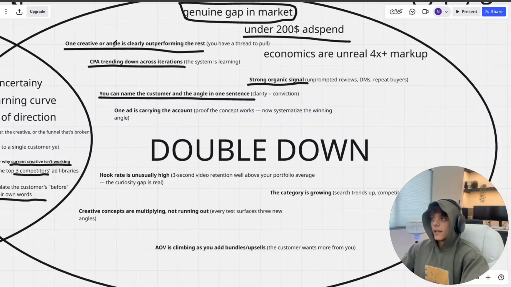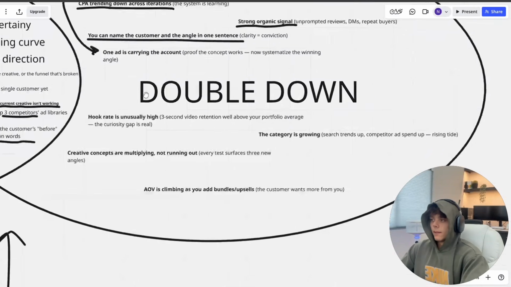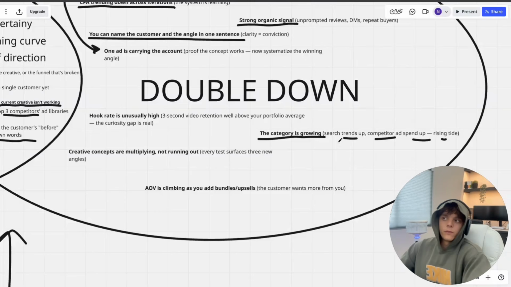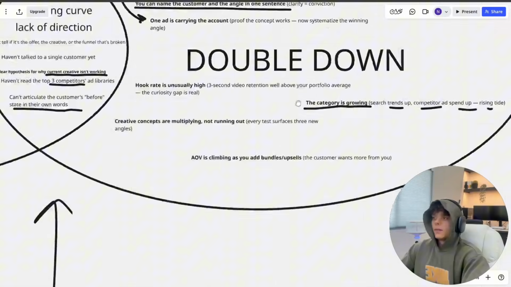One ad is carrying the ad account, kind of goes to this one as well. Double down. Hook rate isn't usually high. That's a sign to double down, and maybe you just need to find a little bit of a different angle or a different way to sell it. But clearly, the product is getting attention, which is a good sign. Category is growing, so this is also new trends, competitors and stuff like that. It's a growing category, which means there's room for you to actually grow into it. There's an opportunity right there for you, and so that's another sign to double down.